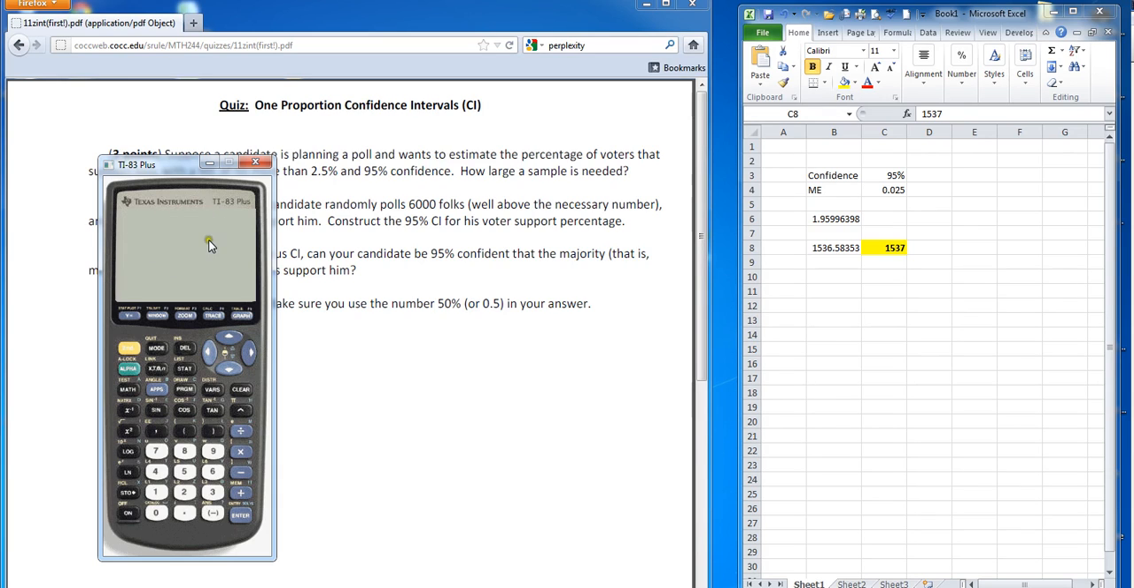So clearly I'm 95% confident that we've got the majority, because the entire interval is in the majority. I would be concerned if this dropped down to, say, 0.48 or something along those lines. But I'm not worried because it doesn't drop below that. I am 95% confident we have at least a 2.1 percentage point advantage.